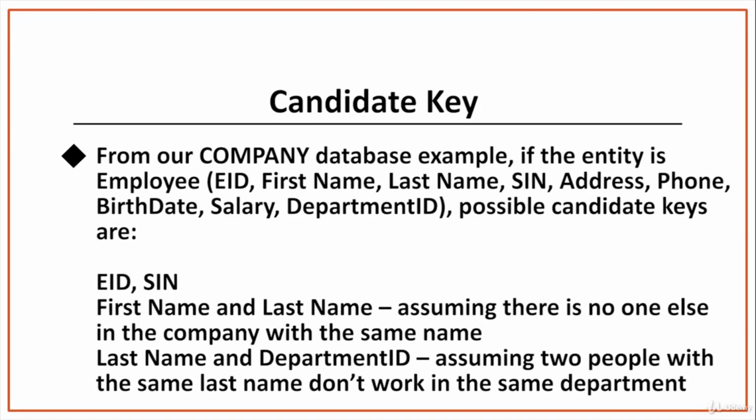From our company database example, if the entity is employee, EID, first name, last name, SIN, address, phone, birth date, salary, department ID. Possible candidate keys are EID, SIN, first name and last name, assuming there is no one else in the company with the same name. Last name and department ID, assuming 2 people with the same last name don't work in the same department. Composite key.